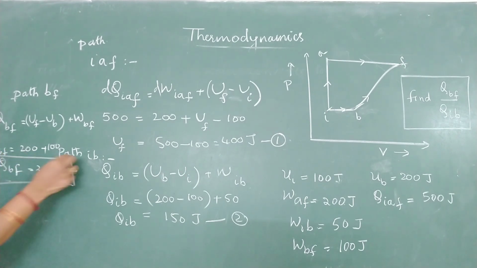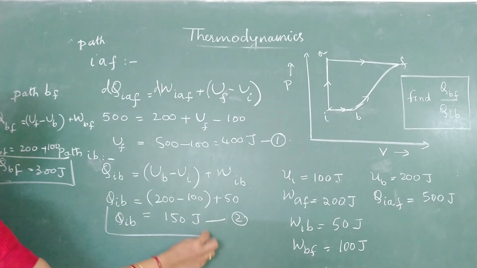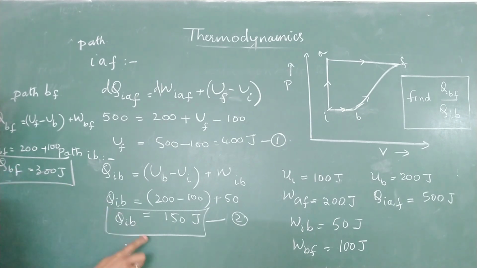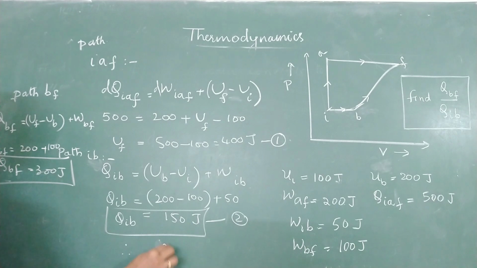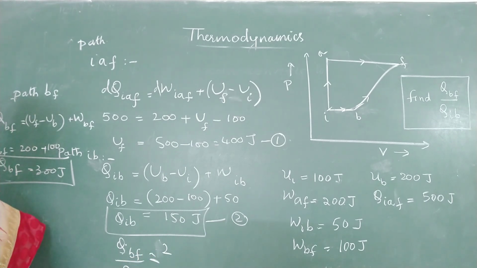See, we have got the energy supplied from B to F and the energy supplied from I to B. So what should be your answer? I need the ratio between them. BF divided by IB, 300 by 150, the answer will be 2. So Q B to F by Q I to B will be equal to 2. Okay, so this is your answer, which is based on the first law of thermodynamics.